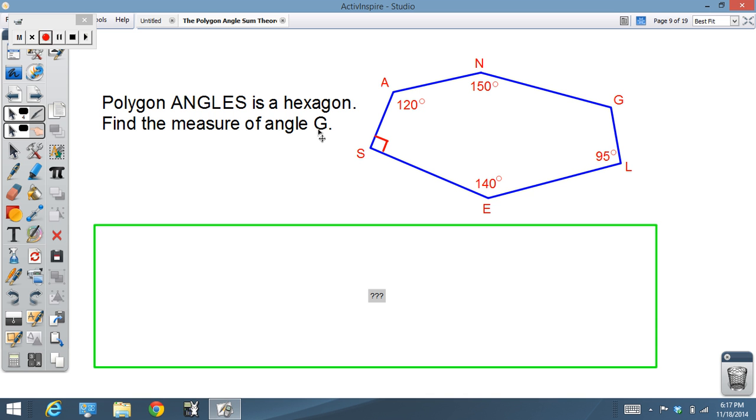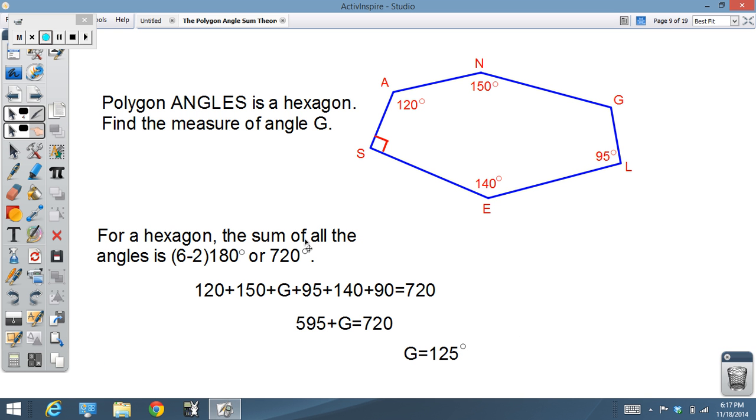Now, another kind of problem. Look at, this is polygon angles. All right. It's a hexagon, 6 sides. Find the measure of angle G. See that everything is labeled except for G. So, pause. Here comes the answer.